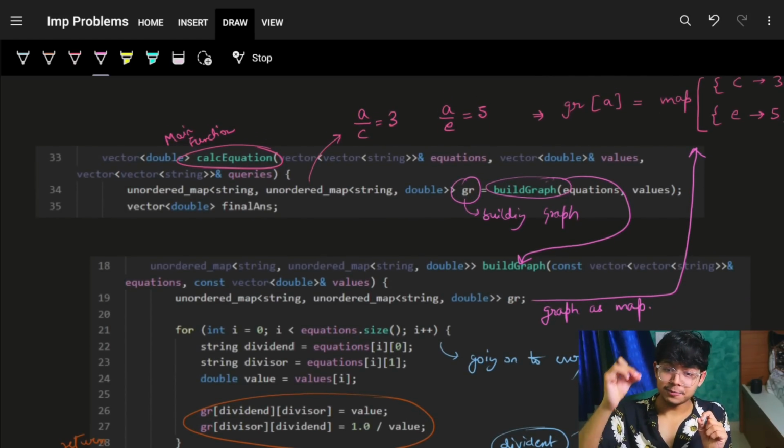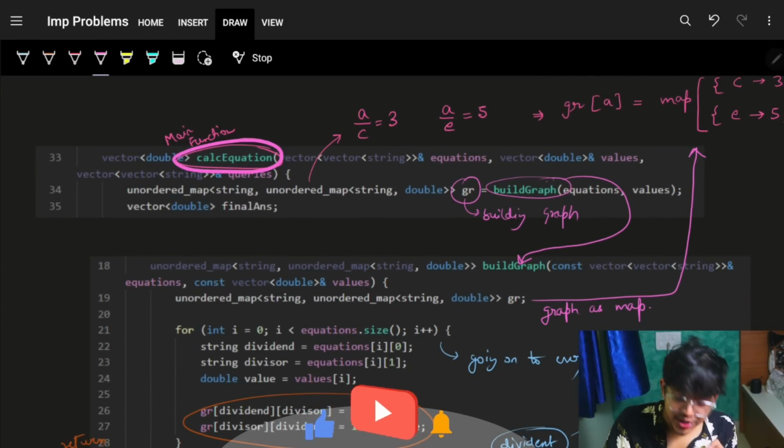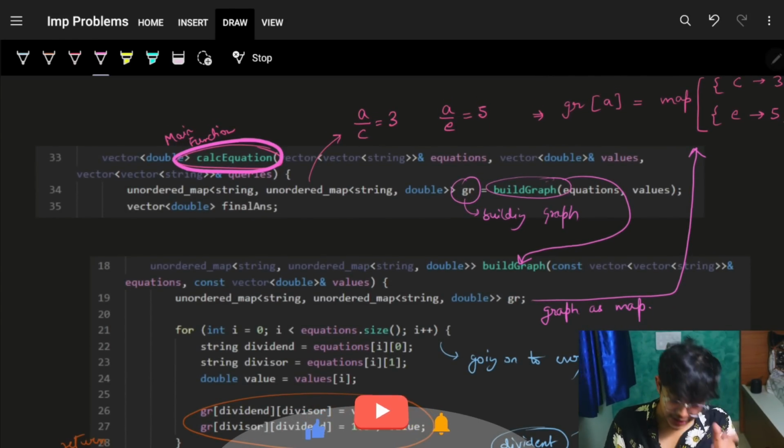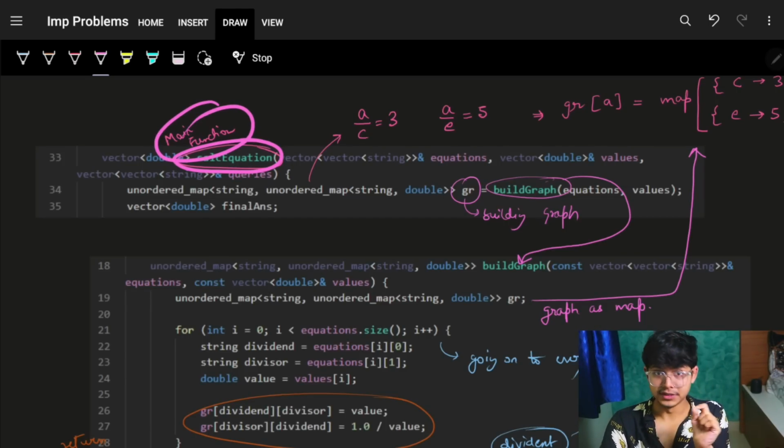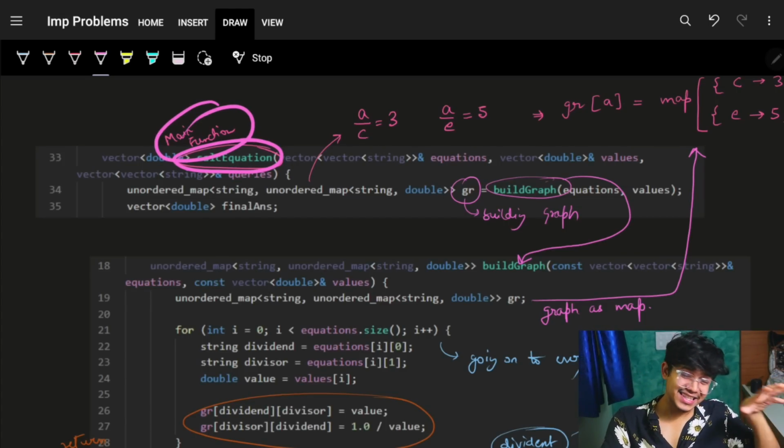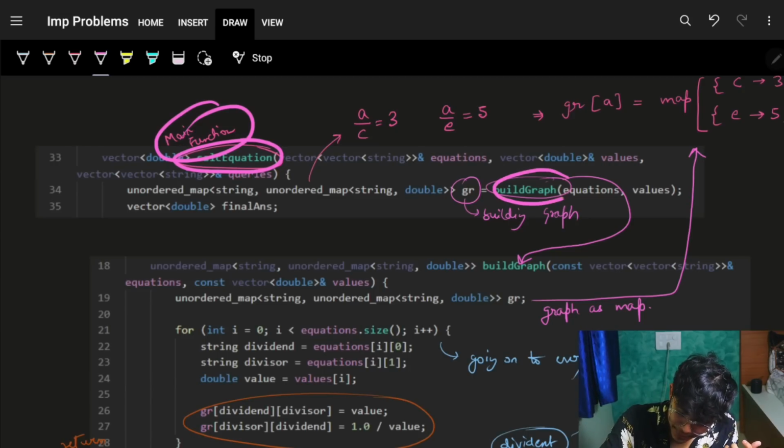I will make you explain every part. This calculation equation is actually the main function which we have to write. So firstly, as we know that our input is in the form of a graph, so let's build this graph.